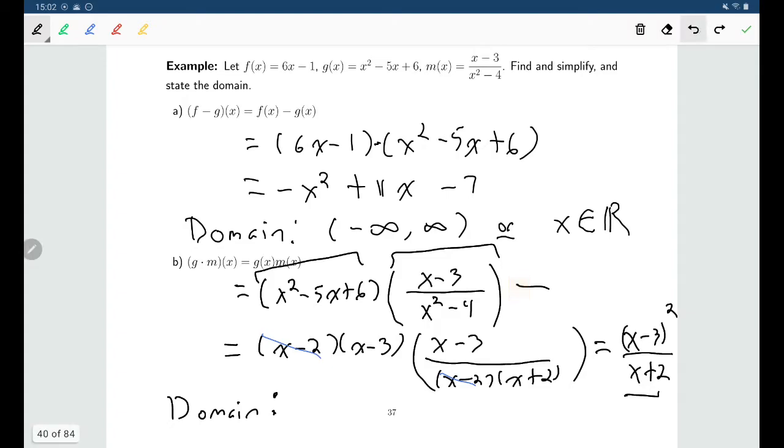So again, the moral of the story here is that when we're thinking about domains, it's not how does the final result look like. So we're not just going to look at the final result and say, oh, x can't be negative 2. We have to look at the function that we began with. And the functions that we began with, the first one's defined for all real values. The second one is only defined for values that are not positive 2 or negative 2. So that means in my domain, positive 2 and negative 2 both have to be excluded.